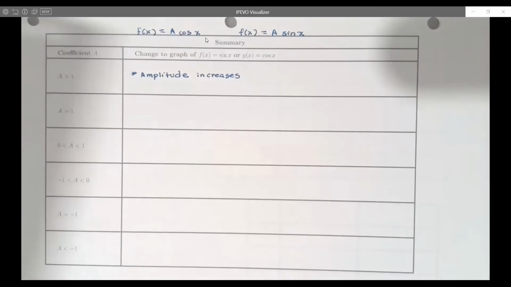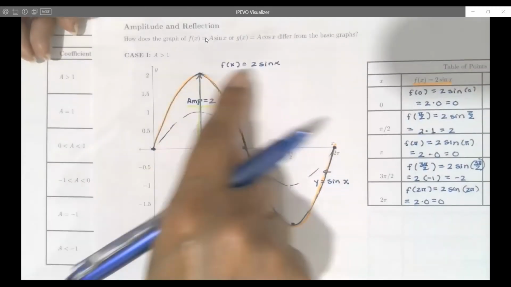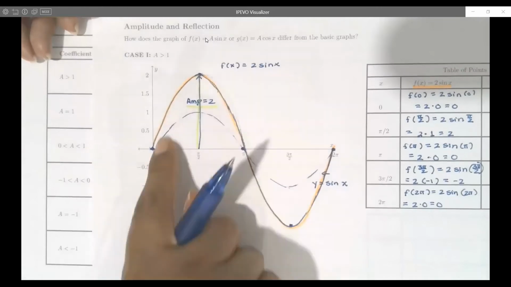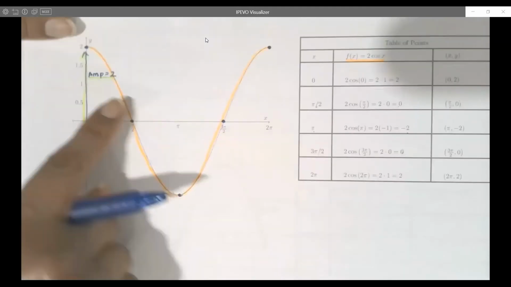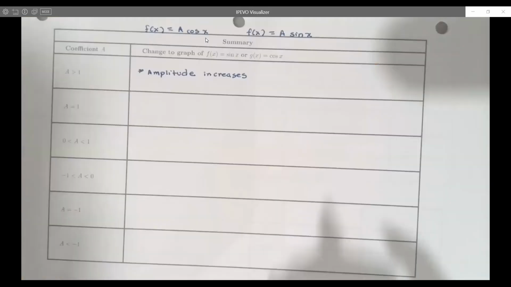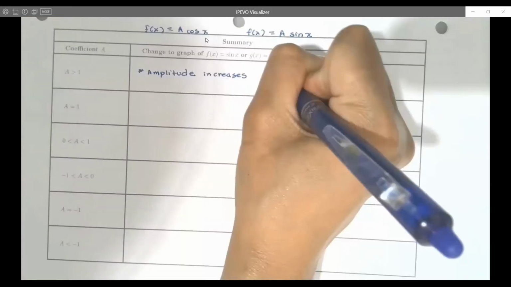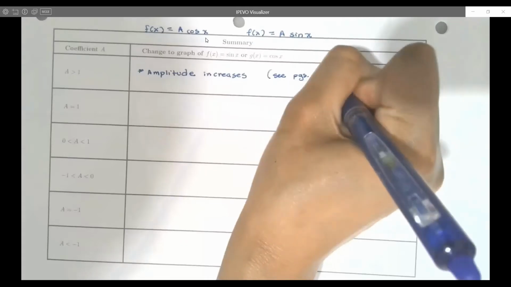As an example, take a look at what happened on page 5, where we had 2 times sine of x, and the amplitude went up to 2. Same thing on page number 6, for cosine: 2 times cosine, the amplitude went up to 2. So here, I'll just say see pages 5 and 6 for examples.